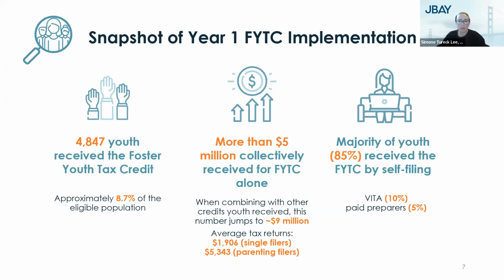But we know all of this because the Franchise Tax Board makes amazing data available on a regular basis during tax season about how many youth are filing for this credit, the Cali EITC, and the Young Child Tax Credit, by county, by filing type, and all these different stats. It's been so useful to understand implementation of this in its first year. It's how we know that 4,847 youth have received the credit so far. So thank you, FTB, for that data.